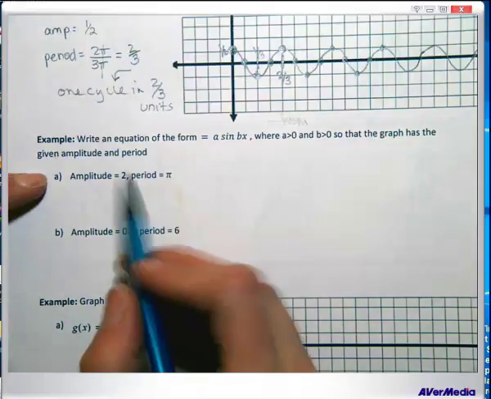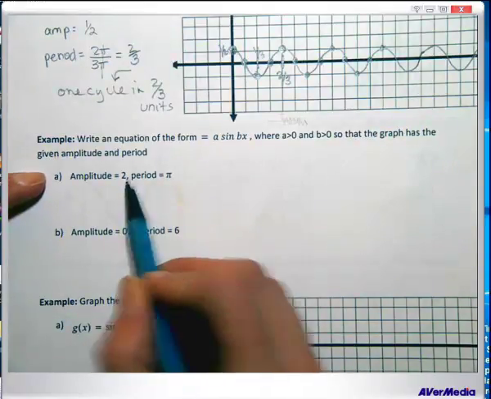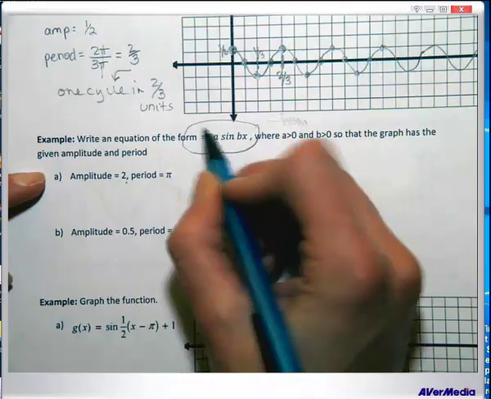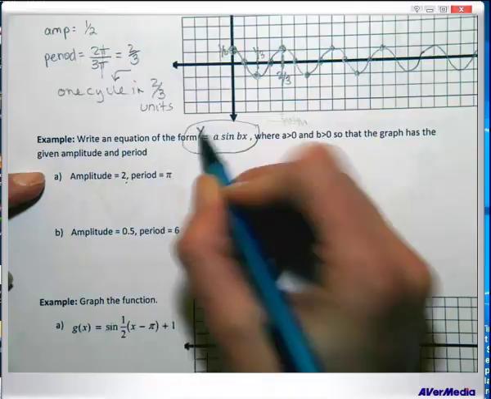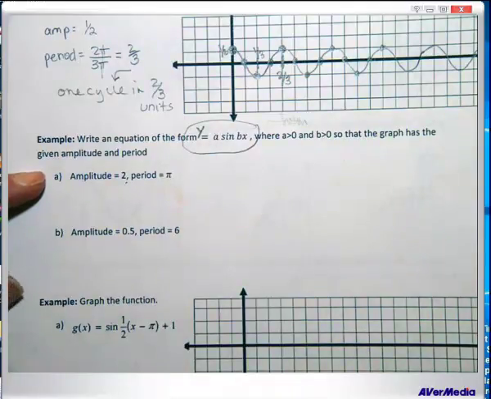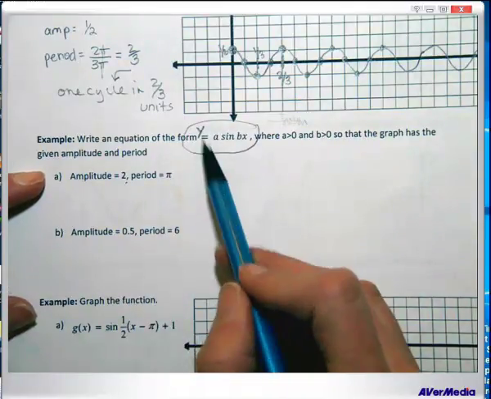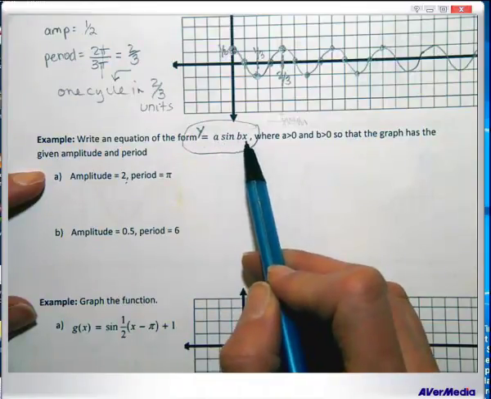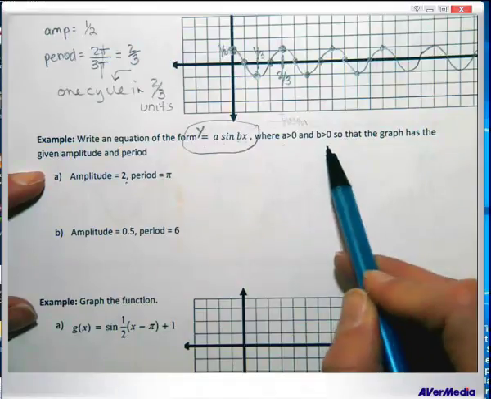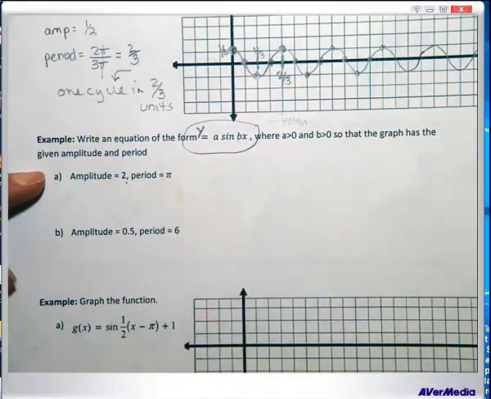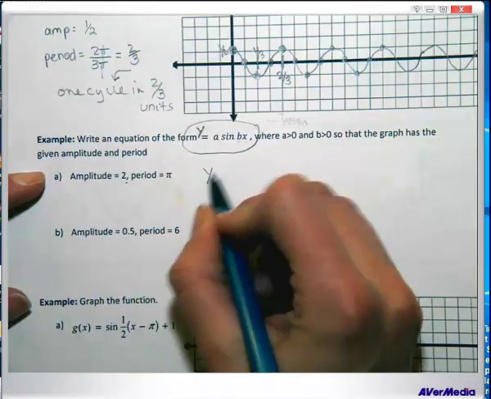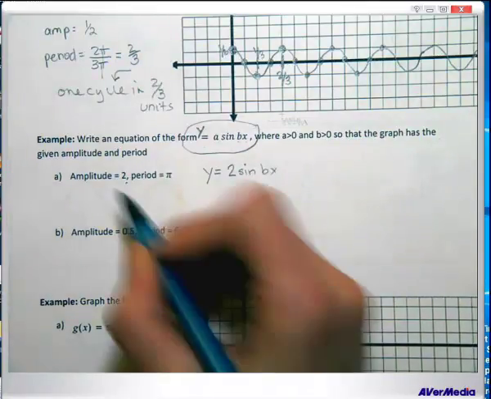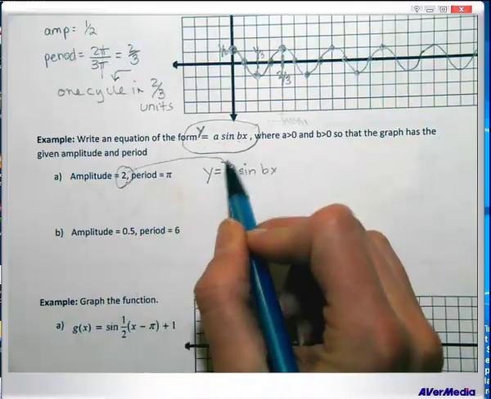So for this one, we want an amplitude of 2. Oh, I'm missing something. This should say y equals. It says write an equation of the form y equals a times sine of b times x, where a is bigger than 0, b is bigger than 0, so the graph has the given amplitude and period. So we want y equals 2 times sine of bx. We know the 2 because the amplitude has to be 2.